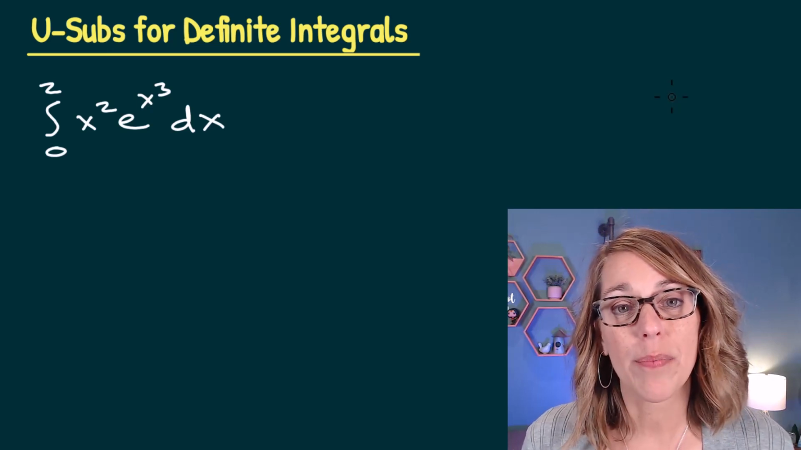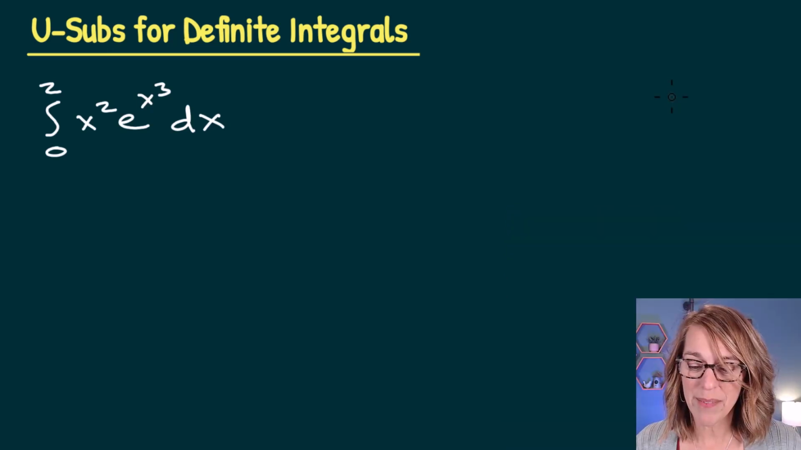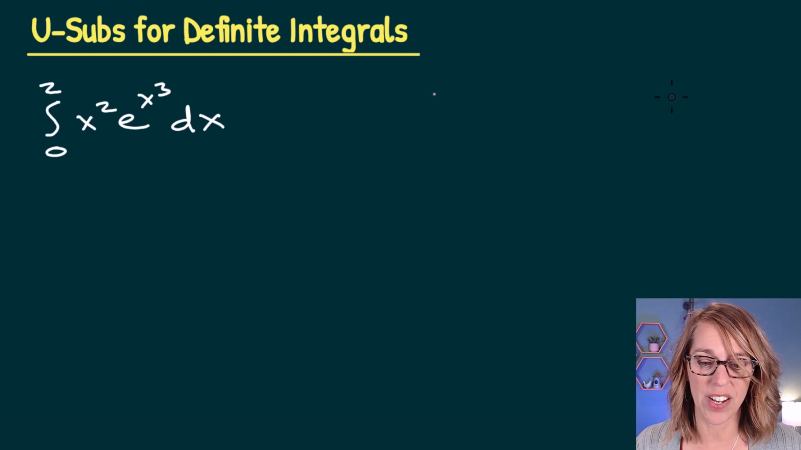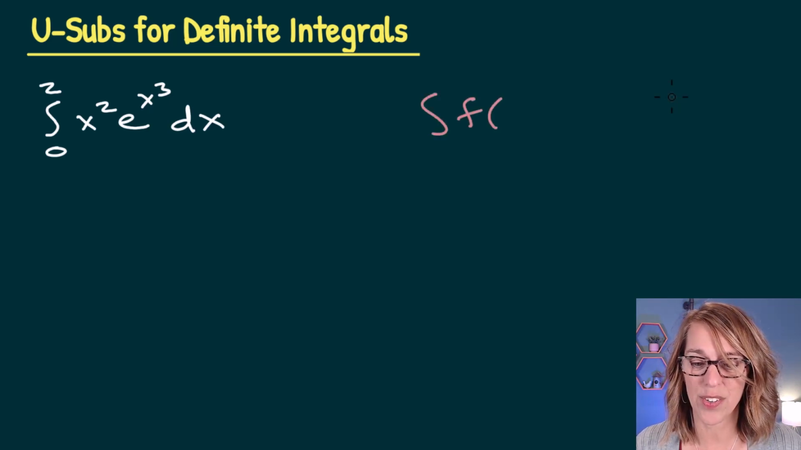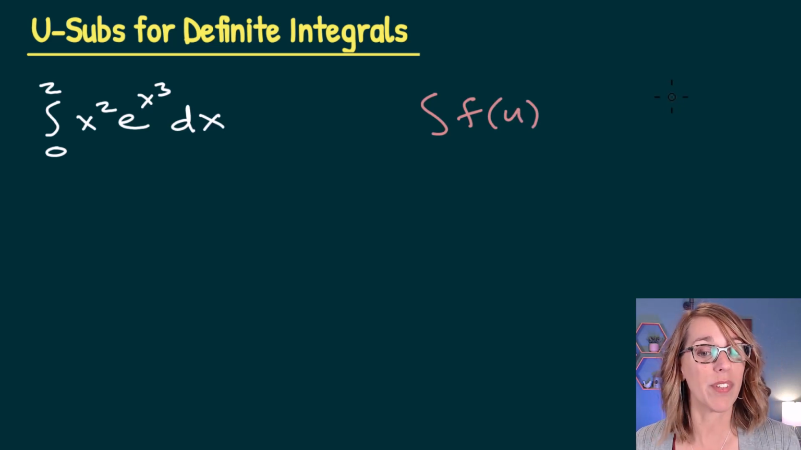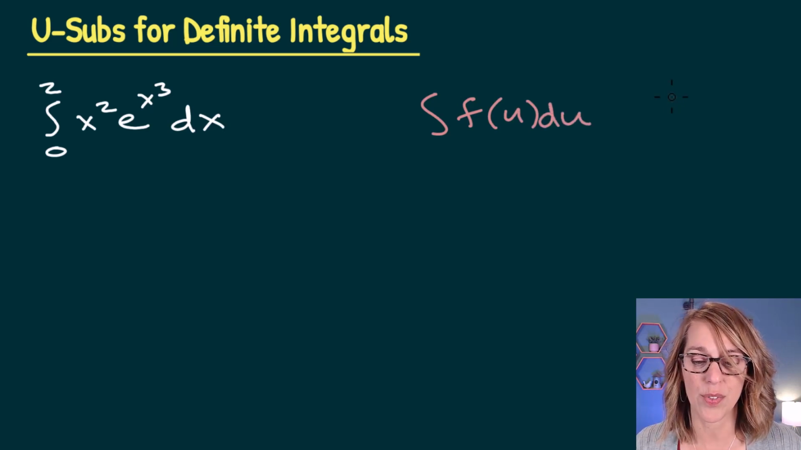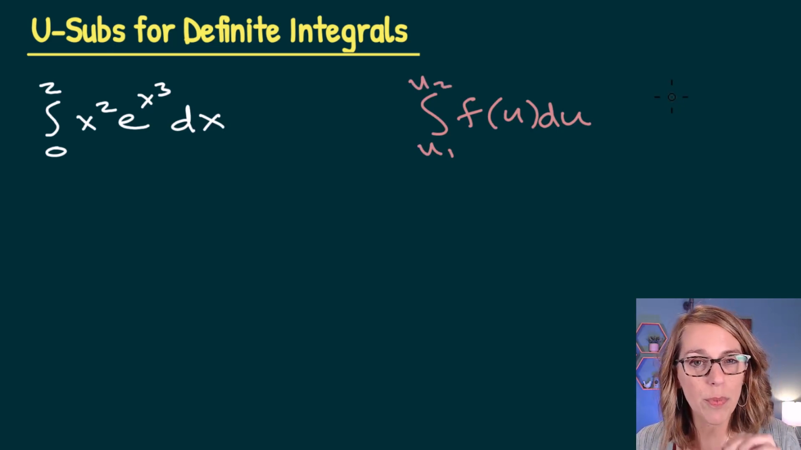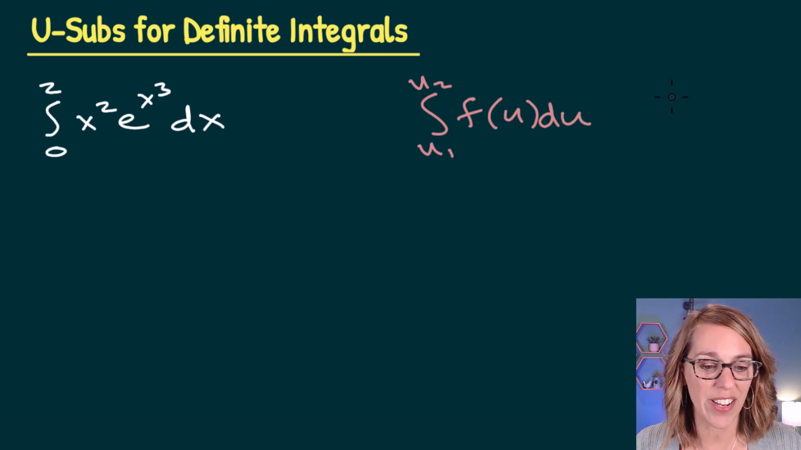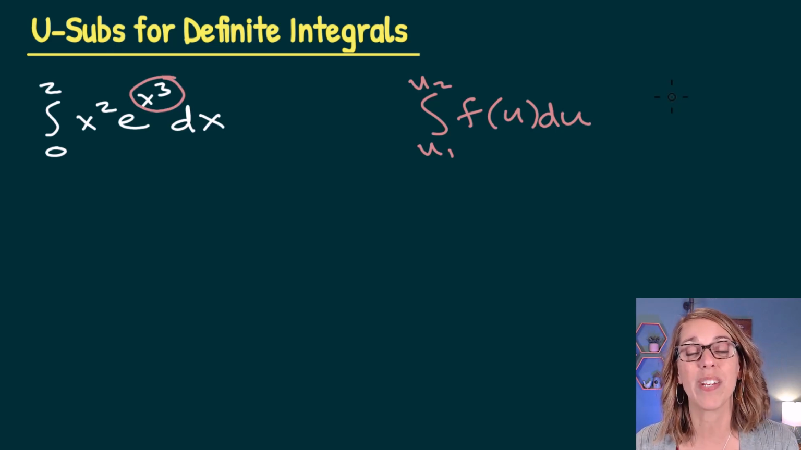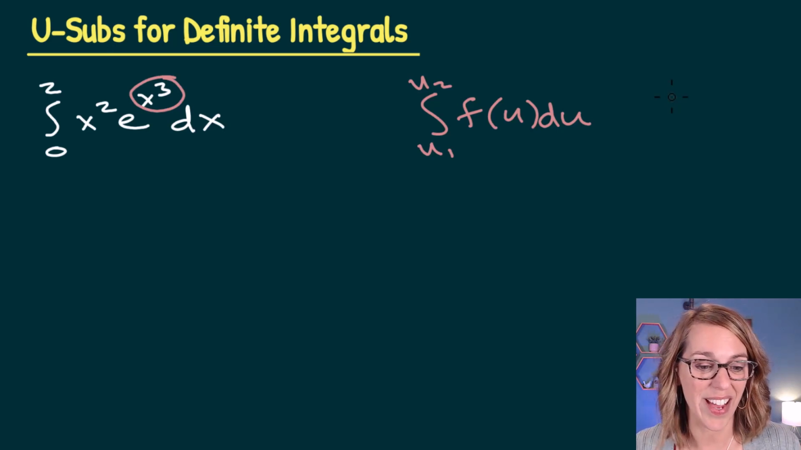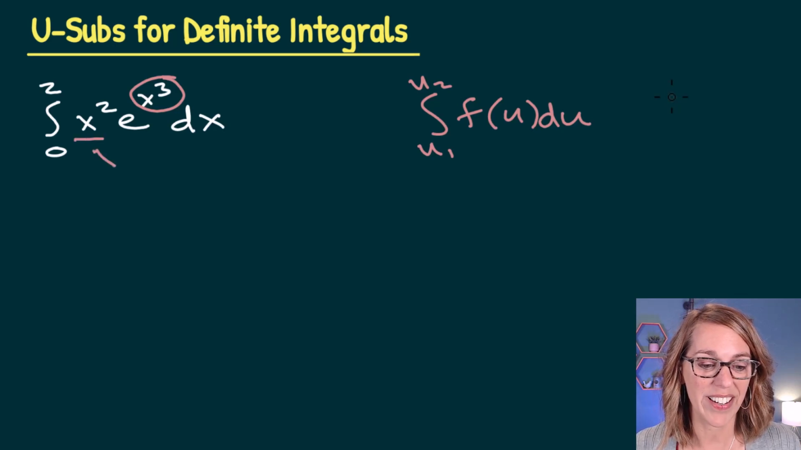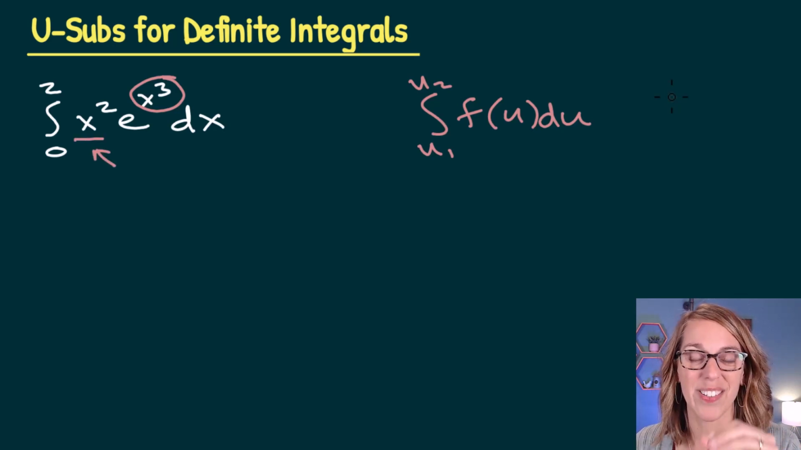Let's learn about U-subs for definite integrals. When I am looking for a U-substitution, my goal is to get an integral with a function in terms of this variable u du. We're also going to be replacing the limits of integration to be a u1 and a u2. So what I'm really looking for here is a layering of functions, and I find it right here. I've got this x cubed layered inside of the exponential e, and over here I've got almost its derivative.